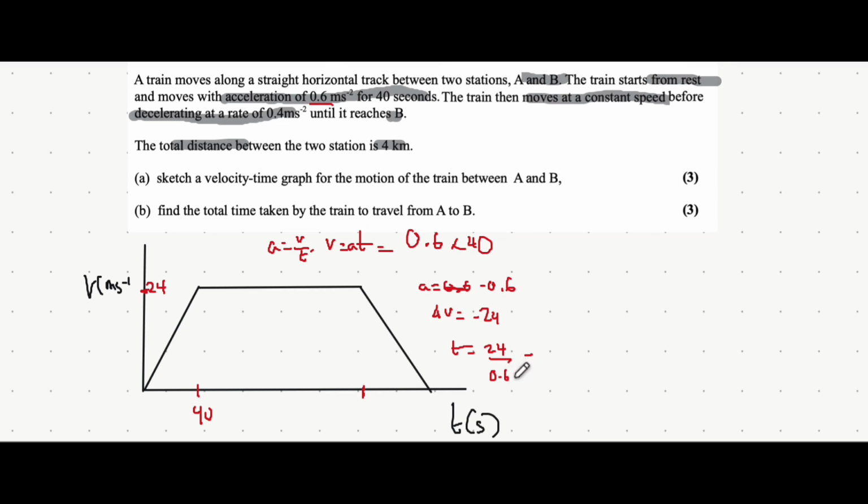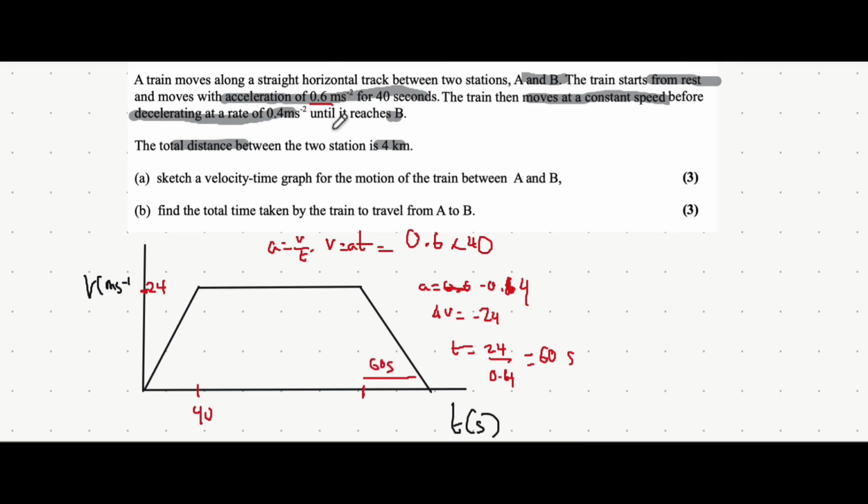Let me write that out again. It's because I used minus 0.6 here. It's supposed to be minus 0.4. Sorry about that error. And that's why it'll give you a time of 60 seconds. So the time taken from here to here for the deceleration is 60 seconds.